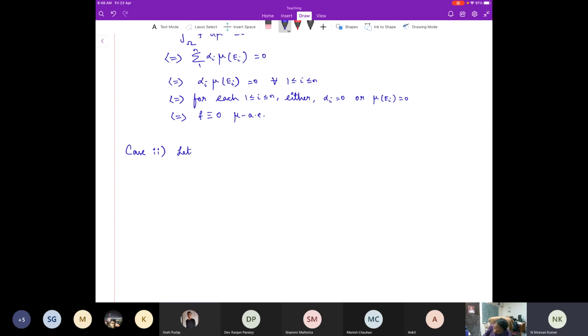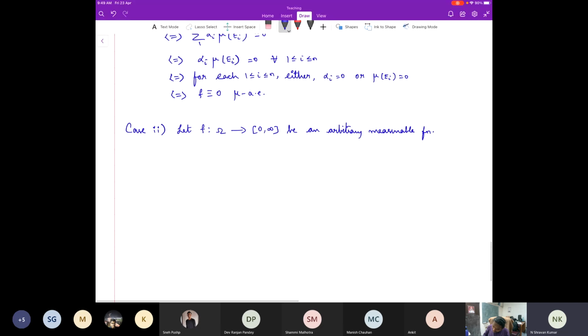So let f from omega to [0, infinity) be an arbitrary measurable function. Now let's prove the forward part. Suppose that the integral over omega of f d mu is 0.